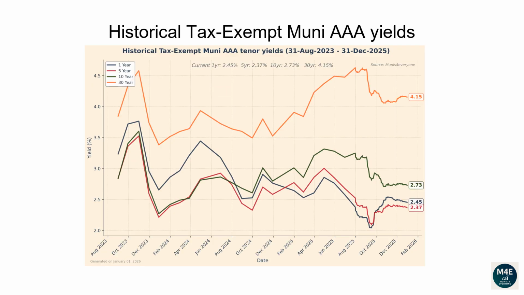This line plot and the next plot show how each tenor of the muni yield curve has changed over time. From the 31st of August 2023 to the 31st of December 2025, the 1-year yield has dropped from 3.24 to 2.45. The 5-year yield has dropped from 2.85 to 2.37. The 10-year yield has dropped from 2.84 to 2.73. The 30-year yield has increased from 3.85 to 4.15.